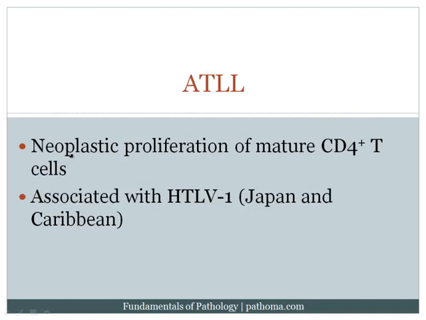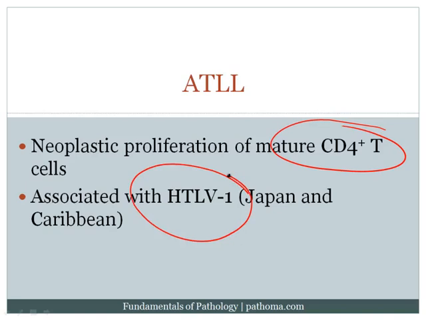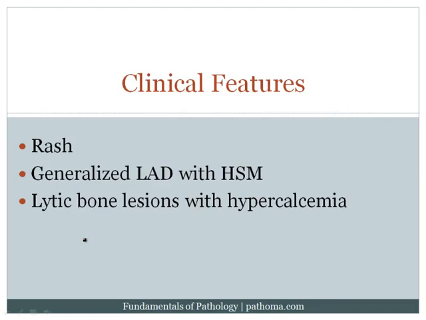Another important chronic leukemia to be familiar with is ATLL, adult T-cell leukemia lymphoma. This is a neoplastic proliferation of mature CD4 positive T cells, classically associated, very high yield, with HTLV-1, human T-cell leukemia virus 1. And this virus is particularly seen in Japan and in the Caribbean, and that is important to know as well. Clinically, these patients present with rash. I can tell you one general principle of T-cell leukemias is that they like to go to skin and create a rash. Also, the patient will have generalized lymphadenopathy with hepatosplenomegaly.